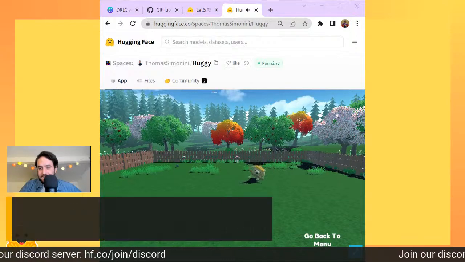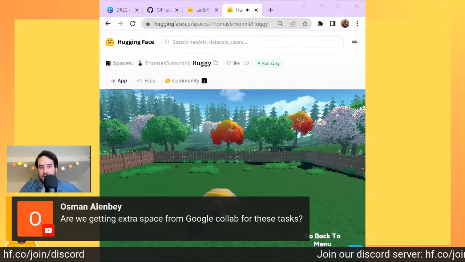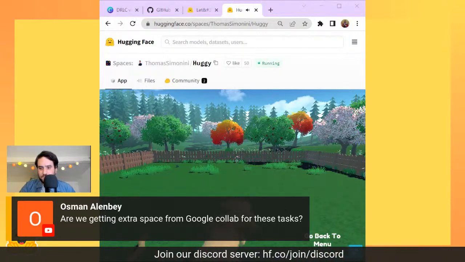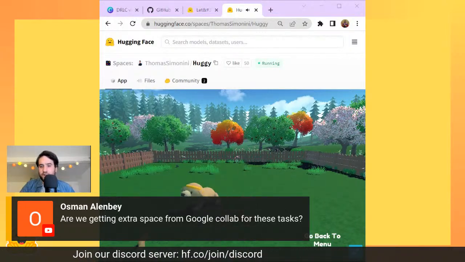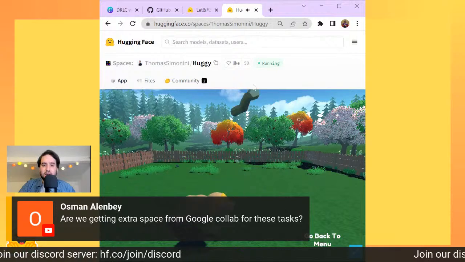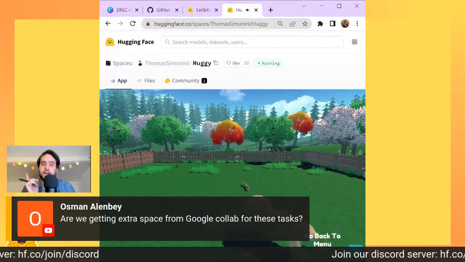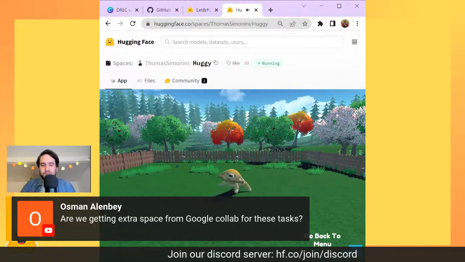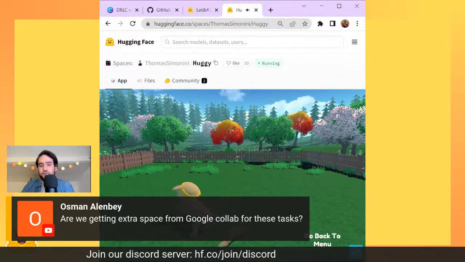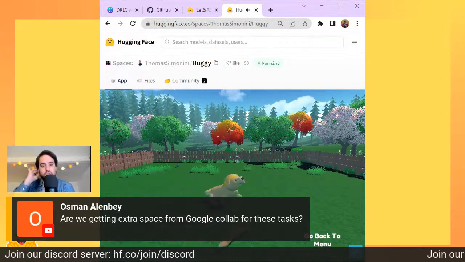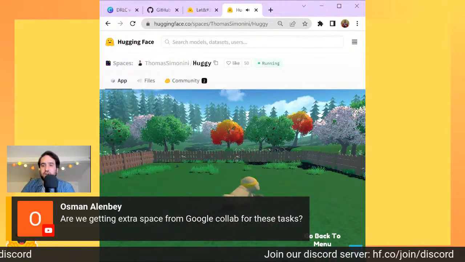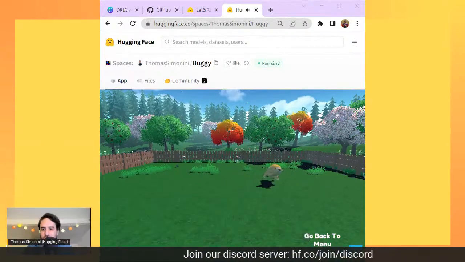Are we getting extra space for Google Colab on this task? No, the free version is really enough for what we want to do for now. You don't need extra space. Just beware that when you run with GPU on Colab, you actually use the GPU, because Google starts to penalize people who click on launch with GPU but don't use the GPU. So just be aware of that. But yeah, you're really fine with Google Colab for the first part of the course.